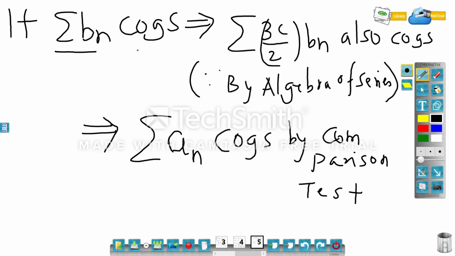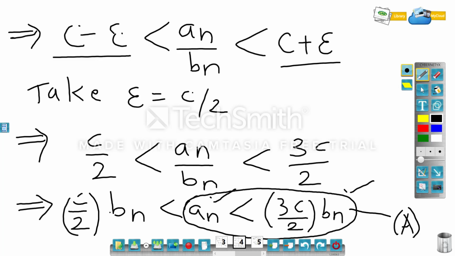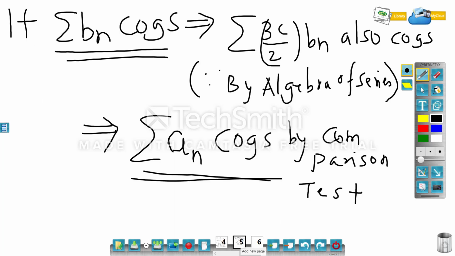So if the series Bn converges, then series An also converges. Now, what if the series An diverges? If the series An diverges, then we could see that if we will consider now this part. If the series Bn diverges, now let's write down this. Here we will complete it.